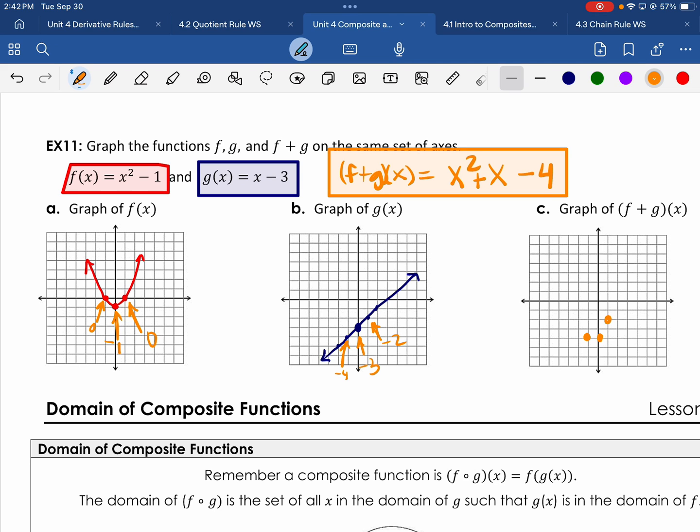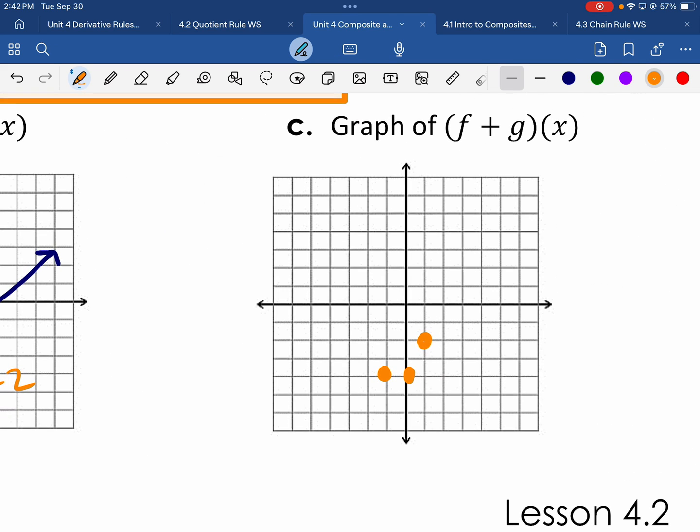Negative 2. All right, so I know it's not a lot of points, but it's enough because what do I know the shape of this graph is? A parabola. All right. It's a rough sketch, but it's enough. All right, questions? Awesome.